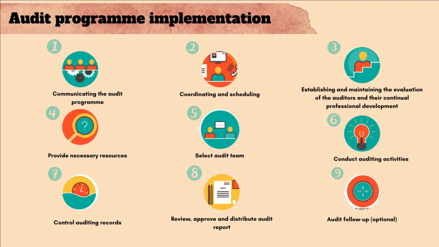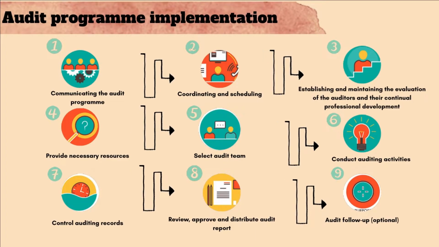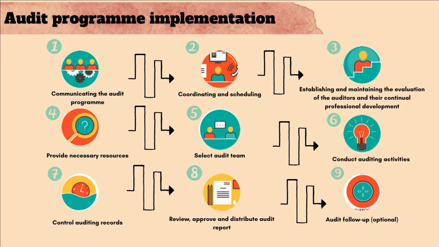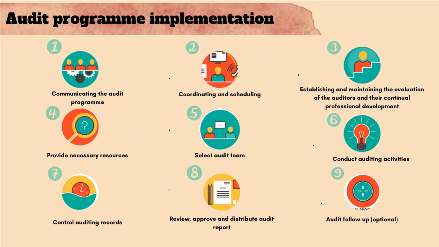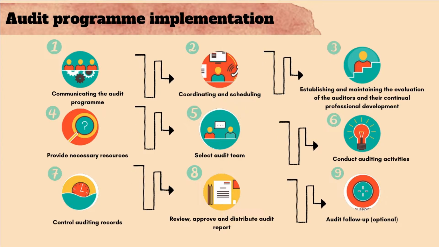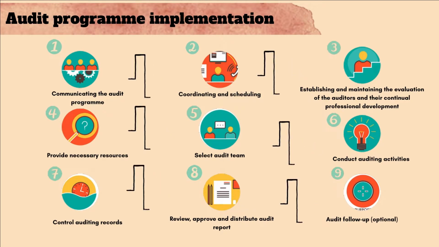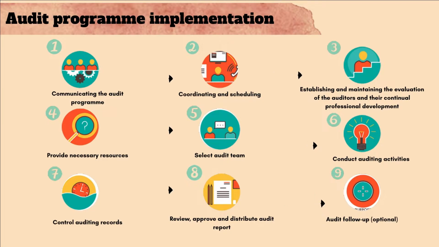There are 9 audit program implementations. Firstly, communication between the audit team and the auditee for the audit program. Secondly, coordinating and scheduling. 3. Establishing and maintaining the evaluation of the auditors and their continual professional development. 4. Provide only the necessary resources. 5. Select the audit team. 6. Conduct auditing activities. 7. Control auditing records. 8. Review, approve, and distribute audit report. And last but not least is the 9th, which is audit follow-up, which is optional.